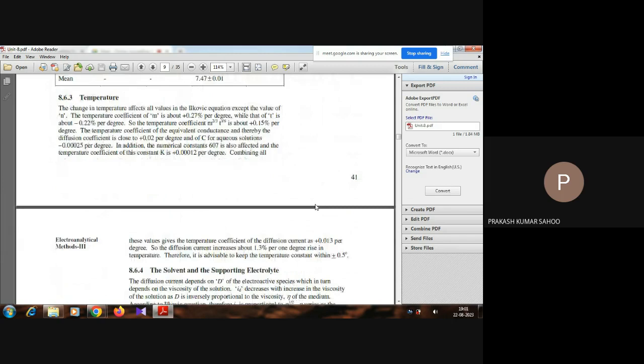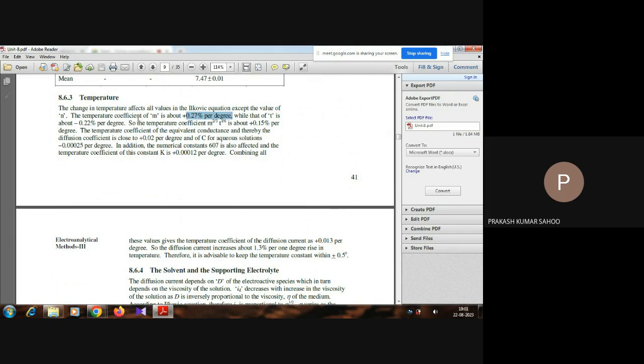Then another factor is temperature. A change in temperature affects all the values of the Ilkovic equation except the value of n, because n is constant and independent of the other factors. The temperature coefficient of ID is about plus 0.27% per degree. This is known as the temperature coefficient.